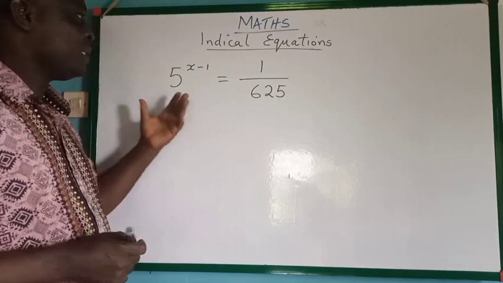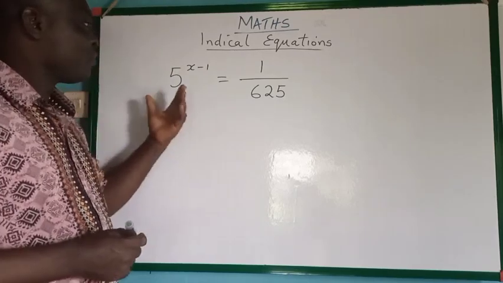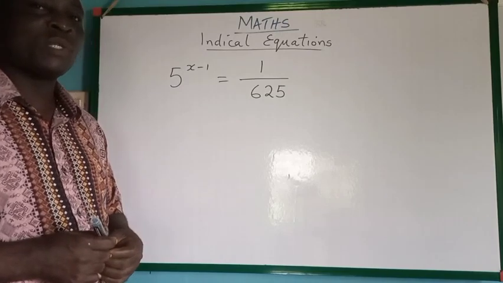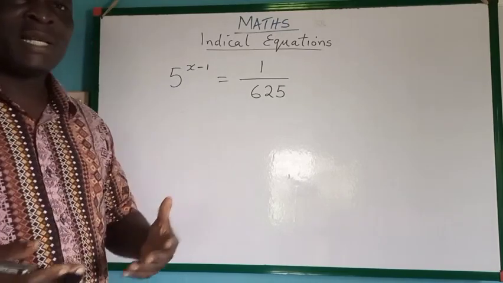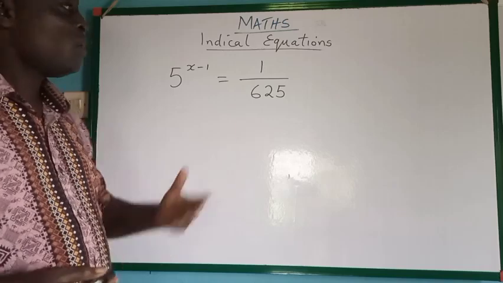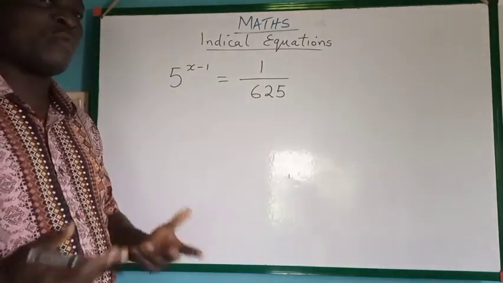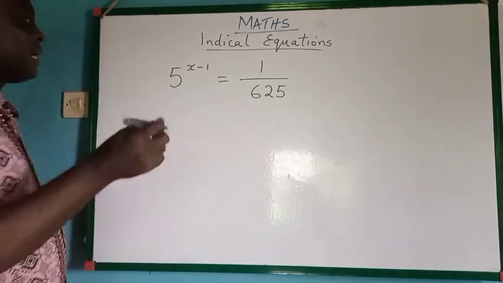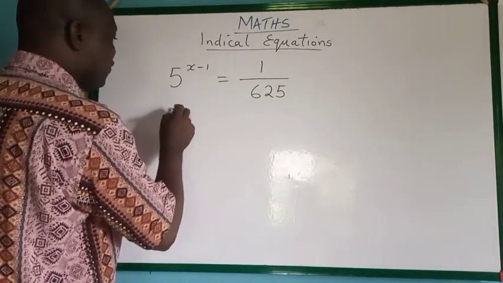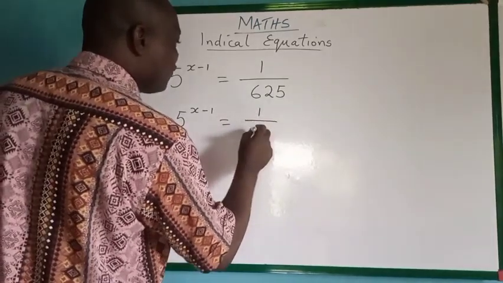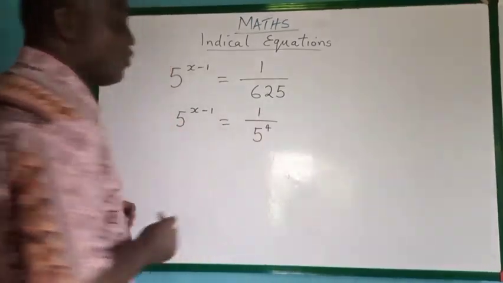Today we have this equation: 5 raised to the power x minus 1 is equal to 1 all over 625. From our previous video, we have seen that 625 is the same thing as 5 raised to the power 4. So if we express it that way, the left hand side becomes 5 raised to the power x minus 1, and the right hand side is now 1 over 5 raised to the power 4.